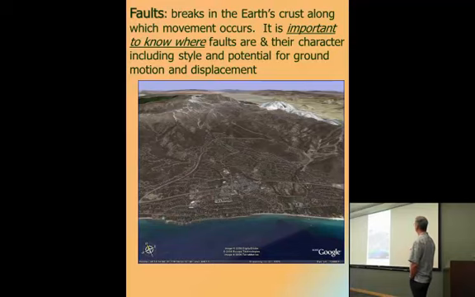It's also important to know what their character is. By character, I mean how often does the fault rupture? Does it break? What's the style of it? Is it the strike-slip thing, or is one side of the fault dropping down relative to the other? What's the potential for ground motion and the displacement?